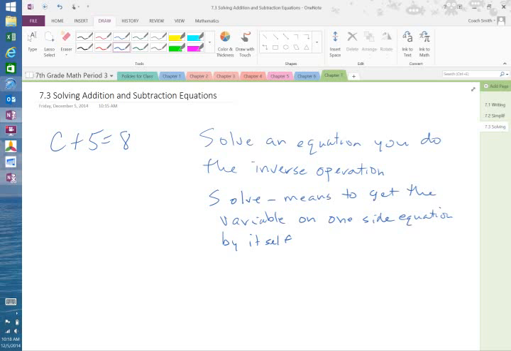Isolate. So we want to isolate the variable when we're solving the equation. We want it totally by itself. To do that, in this case, we have to get the 5 and move it to the other side of the equal sign to isolate the C. So to do that, we do the inverse operation. So what we have then is this: C plus 5 minus 5 equals 8 minus 5.